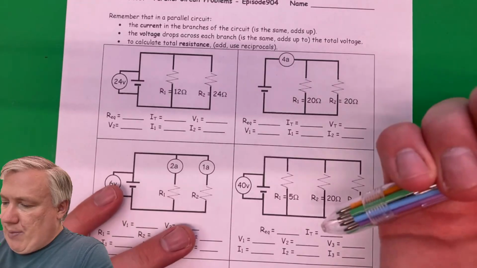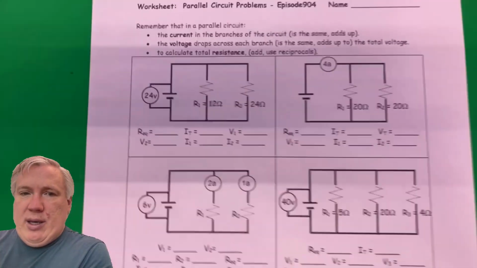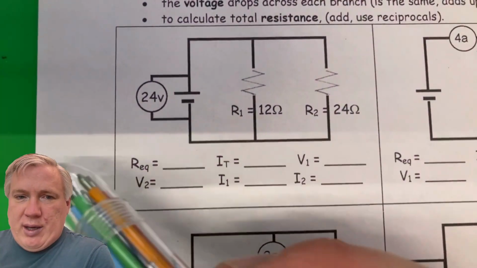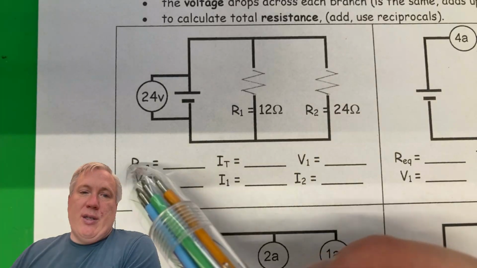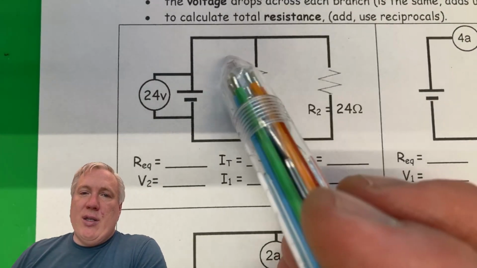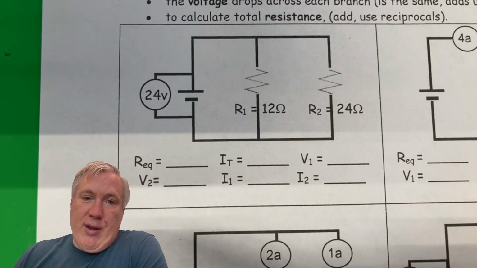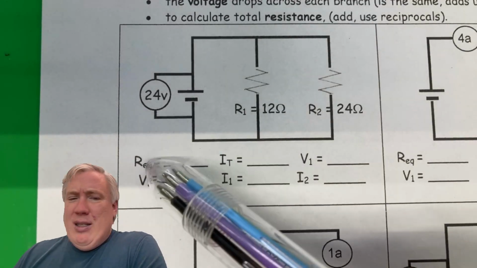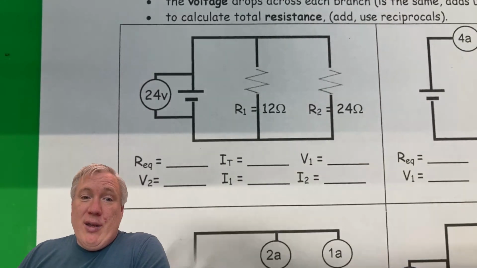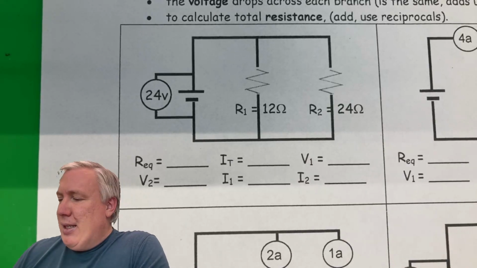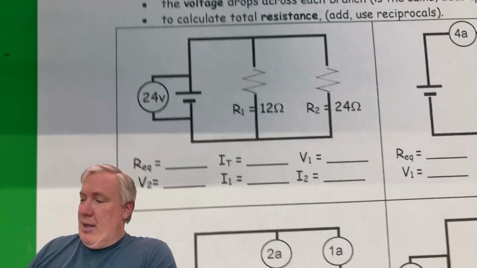Okay, first of all, when it says REQ, let me zoom in here. When it says REQ, it means the equivalent resistance, meaning if I took this circuit and just made it one resistor, what resistor would be equivalent to these two resistors together? That's all it means. It essentially means the same thing as the RT did in the series one, which was resistance total. But yeah, so how do you find that?